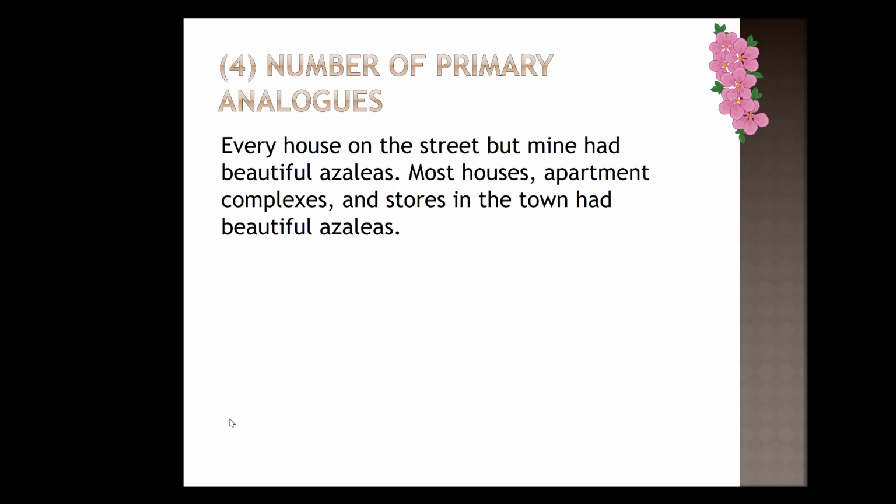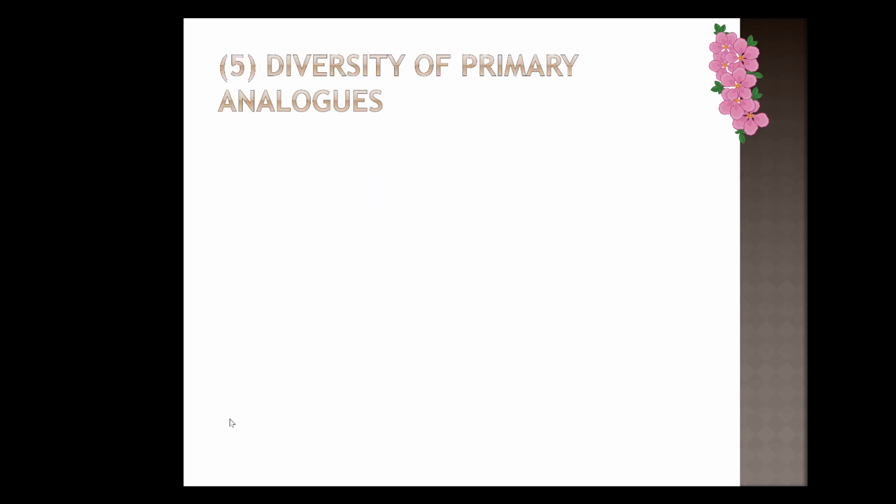Now, a few more things we look at. The number of primary analogs. Are there other houses in the neighborhood that also have azaleas? And in this particular town, every house on the street except for mine was growing beautiful azaleas. In fact, most of the houses, apartment complexes, stores in the town also had beautiful azaleas, and I'm not lying about this, they actually had an azalea festival once a year. So there were lots of primary analogs. This shows that growing azaleas in that climate is not something specific about my neighbor. So the more primary analogs you have, the stronger the argument.